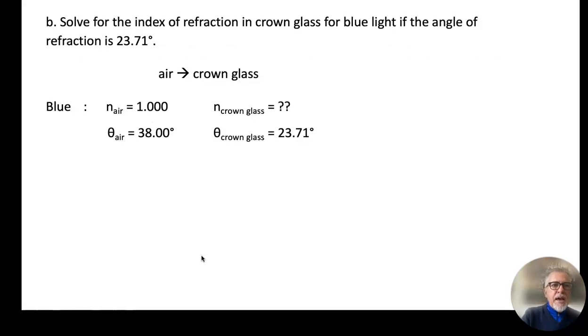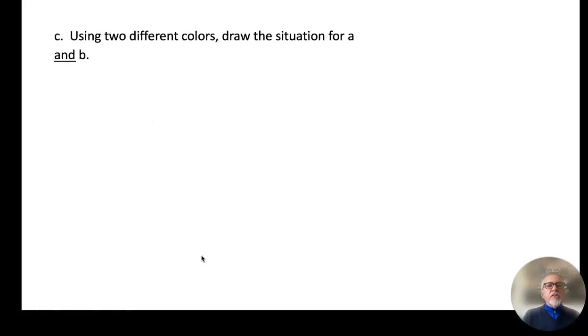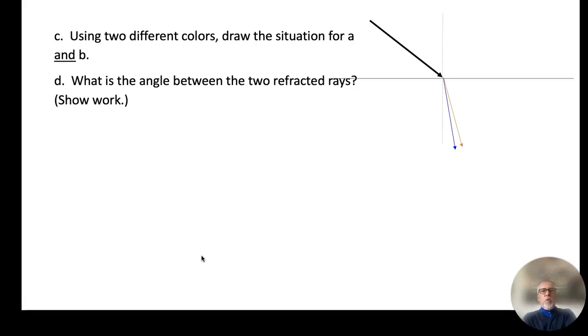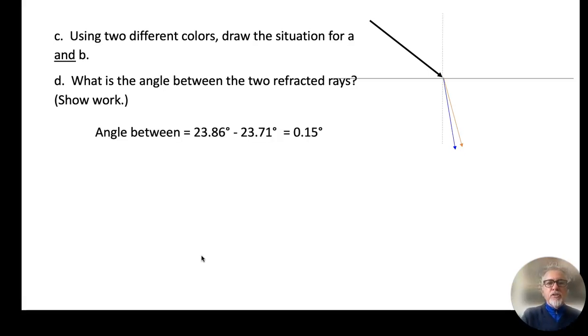Okay, let's finish the problem now. Here we go. So now we have C, using two different colors of pencils or pens, draw the situation for problems A and B. So first thing we need to do is draw axes and incident light, and then we're going to draw the orange ray and the blue ray, and now we have done that. Now, problem D, what is the angle between the two refracted rays? So go ahead and calculate it. Well, hopefully you realize that you could just subtract these things. You could take 23.86, subtract 23.71, and you get 0.15 degrees.